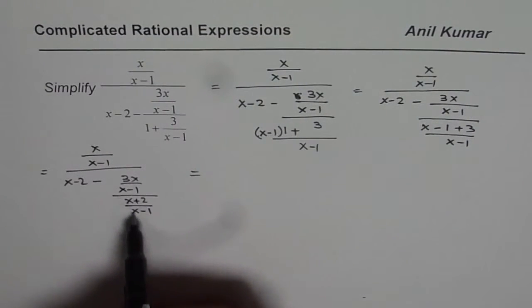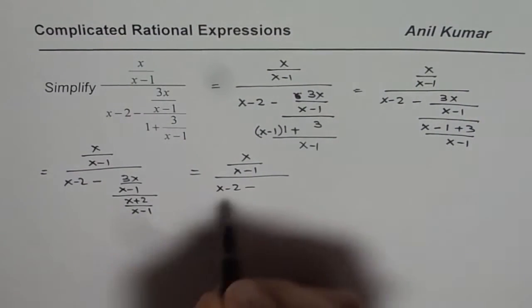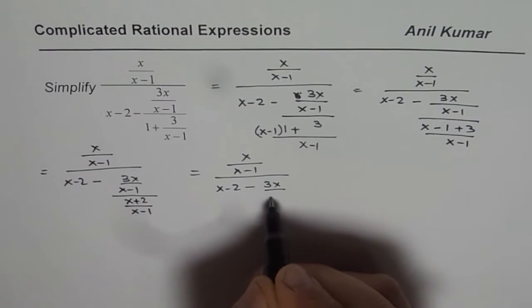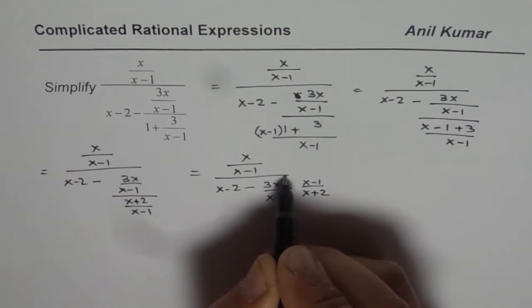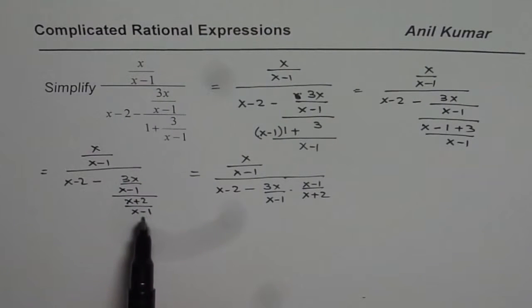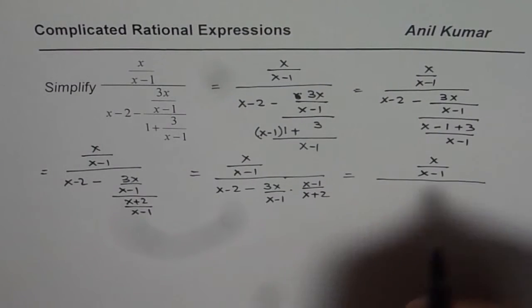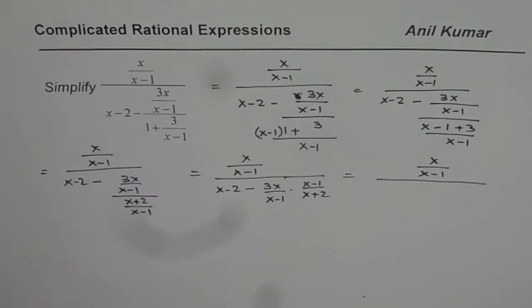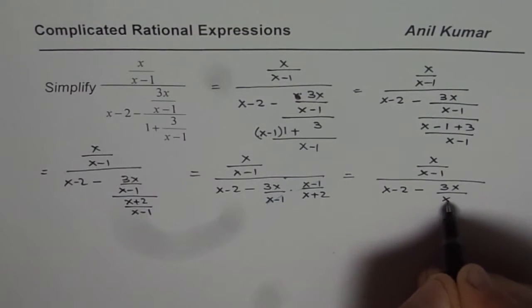Now this can be simplified. x over x minus 1 over x minus 2 minus, so we could write this as 3x over x minus 1 times x minus 1 over x plus 2, right? So we kind of flipped it. Dividing by x plus 2 over x minus 1 is multiplying by x minus 1 over x plus 2, right? Now we could write this as x over x minus 1 divided by, let us simplify this since we can cancel x minus 1. So we get x minus 2 minus 3x over x plus 2.